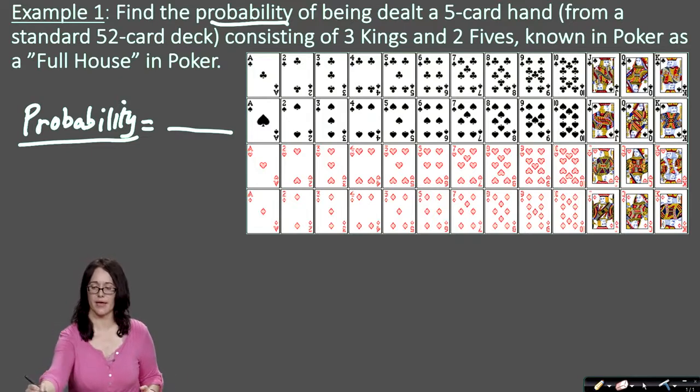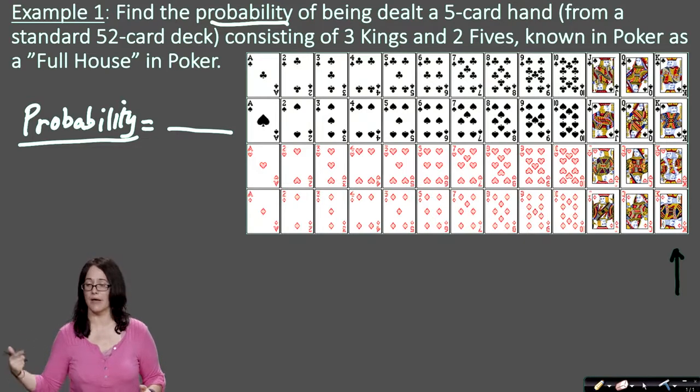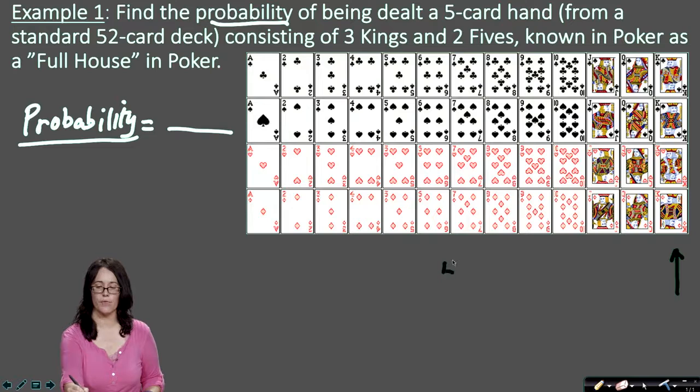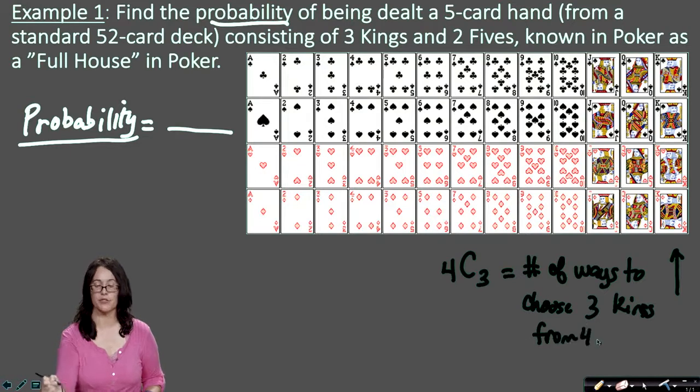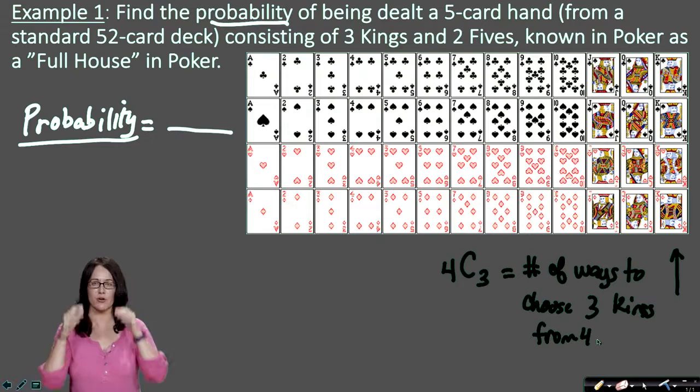Well, let's look at our deck again. For each of our suits, we have 1 king, right? A red king of hearts, a red king of diamonds, a black king of spades, and a black king of clubs. So there are 4 kings in the deck. In other words, 4 combination 3 is the number of ways to choose 3 kings from 4.